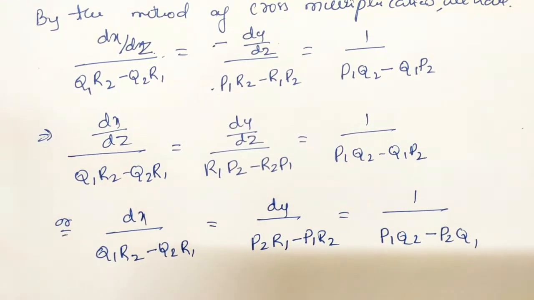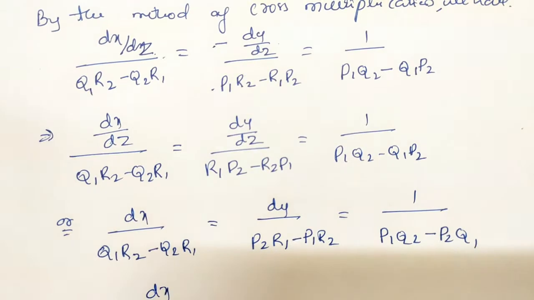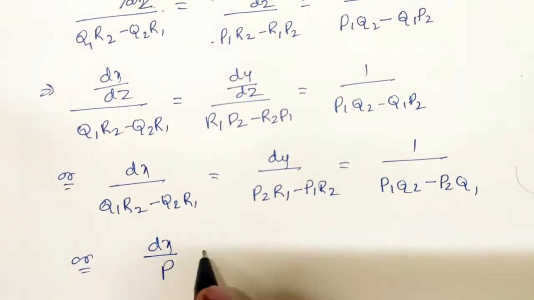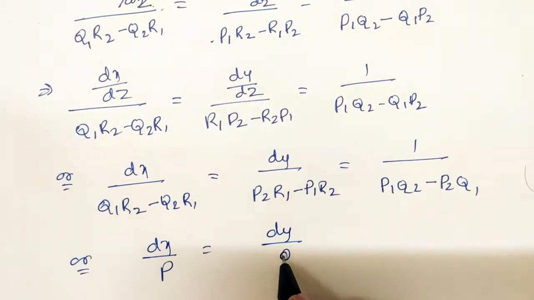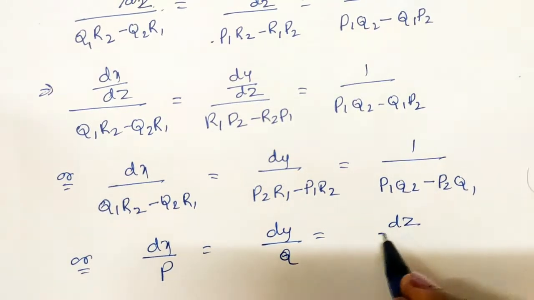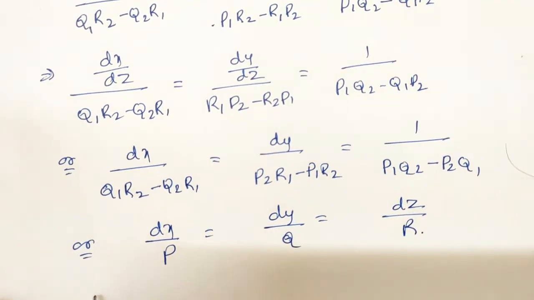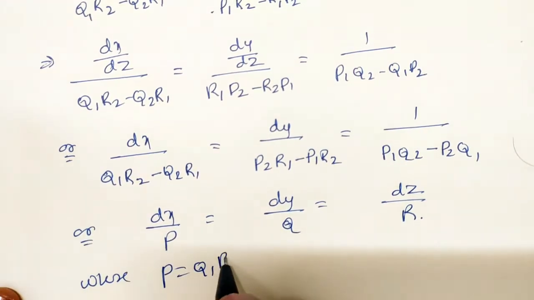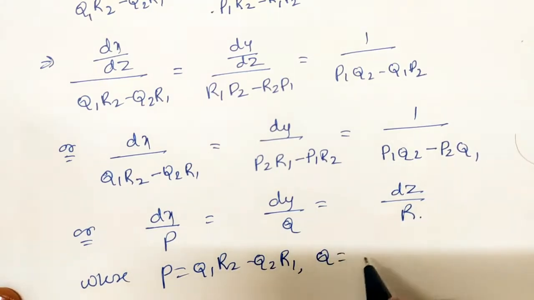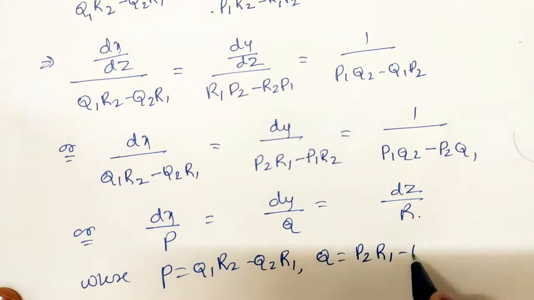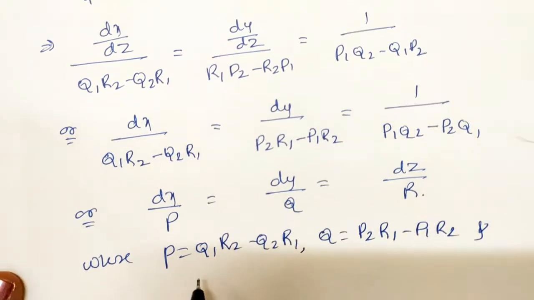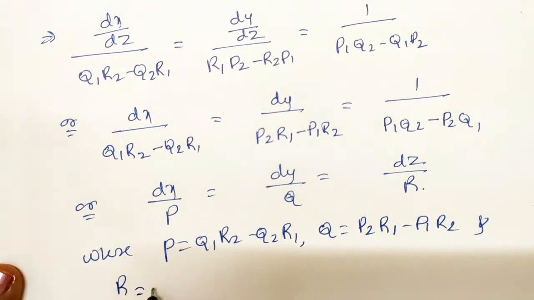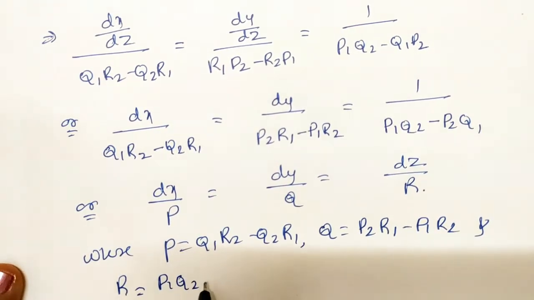So this can also be written as dx divided by P is equal to dy divided by Q is equal to dz divided by R, where P is q1 r2 minus q2 r1, Q is p2 r1 minus p1 r2, and R is p1 q2 minus p2 q1.